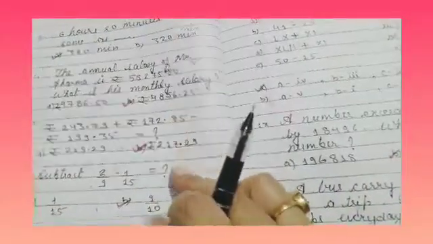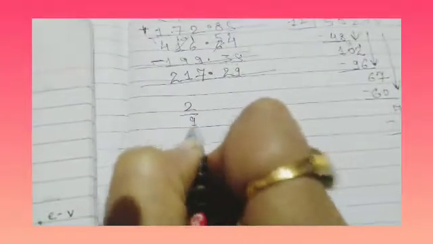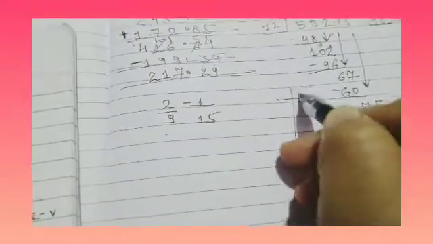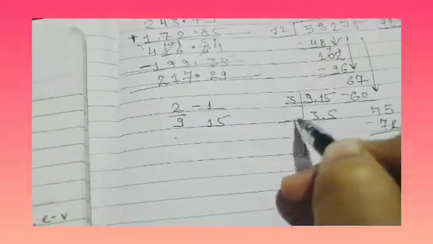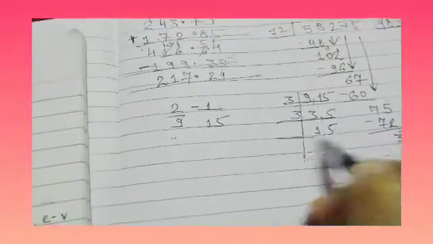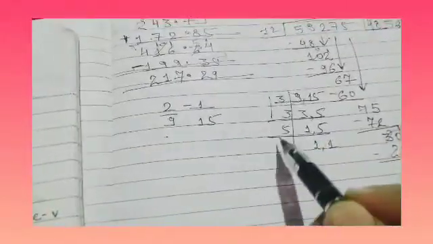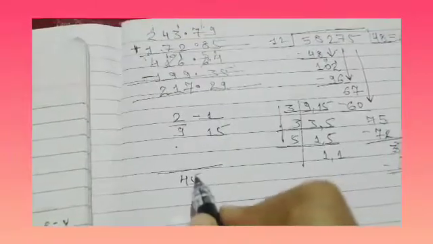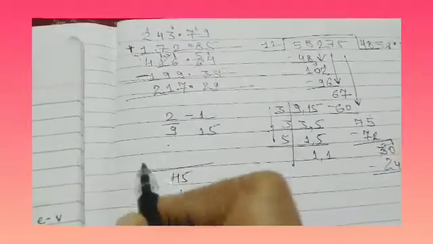Now next, subtract 2 by 9 minus 1 by 15. So we have to solve this. So 2 by 9 minus 1 by 15. First we have to take the LCM of two numbers, 9 and 15. So 3 3s are 9, 3 5s are 15. So 3 1s are 3, 5 as it is, 5 1s are 5. So LCM is 3 3s are 9, 9 5s are 45. So we will take 45 as the LCM and as a denominator. Then 9, how many is 45? 9 5s are 45 and 5 2s are 10.